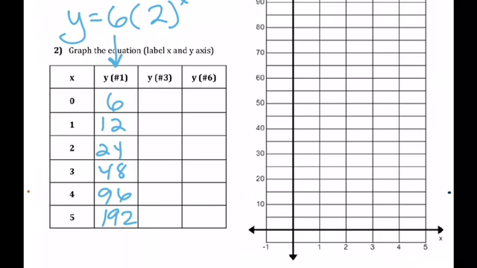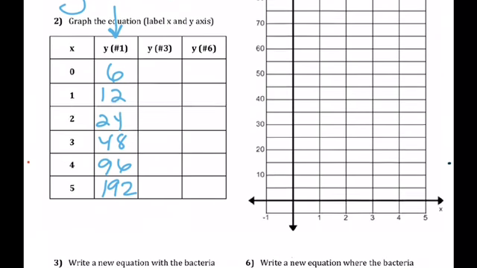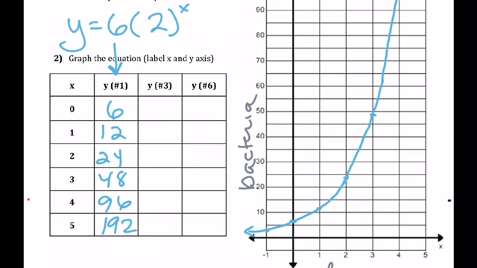Okay, now that we've got our numbers from our calculator for this first equation in number one, I'm going to come over here and graph it. This one does have context, so I'm going to label my x and y axis. Hours is going to be my x axis, bacteria is going to be my y axis. And I'm going to put these numbers on my graph. So go ahead and pause the video while you do that.